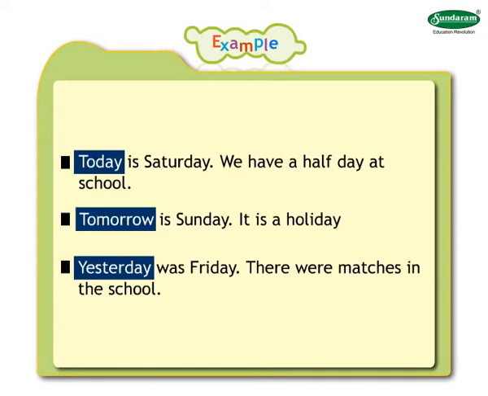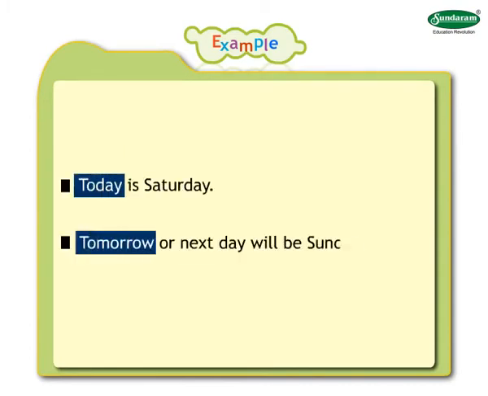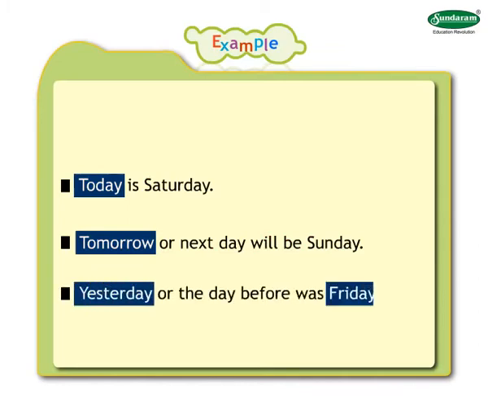Let me explain. Now consider the first statement, that is, today is Saturday. With reference to the first statement, if today is Saturday, tomorrow or next day will be Sunday. With reference to the same statement, if today is Saturday, yesterday or the day before was Friday. In the same way, the other two examples can be clearly understood.